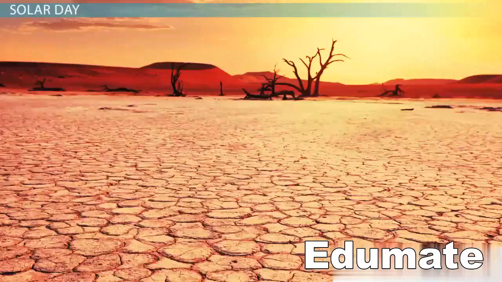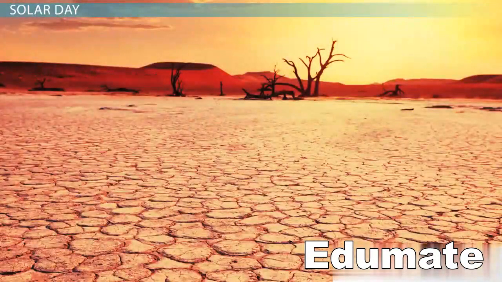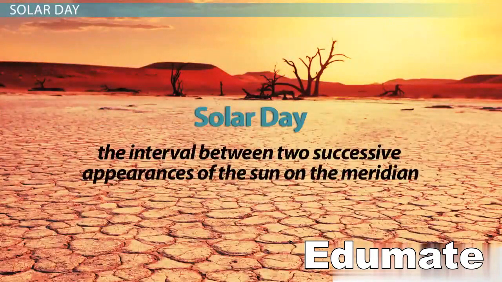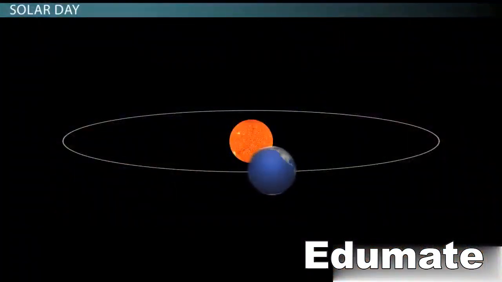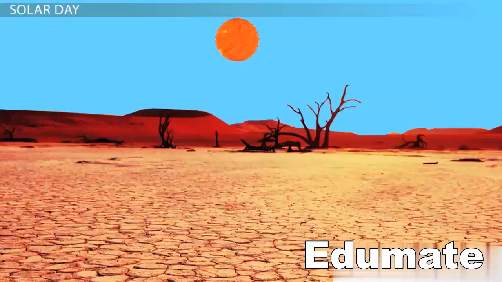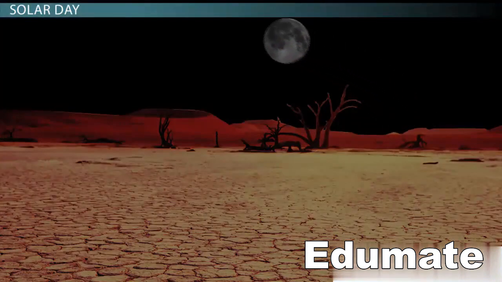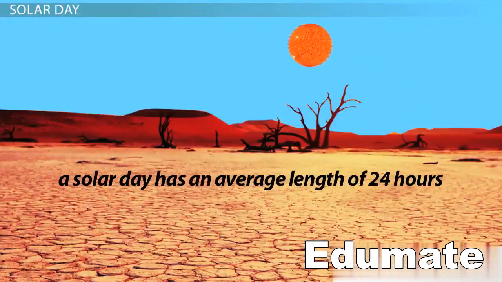One of the fundamental units of time, one day, is related to the motion of the Sun. It's called a solar day, the interval between two successive appearances of the Sun on the meridian. Using the system of latitude and longitude on Earth, the meridian is like a line of longitude. In more simple terms, the solar day is a measure of the period of Earth's rotation relative to the Sun. Consequently, a solar day will be seen by you as the time that passes between high noon today and high noon tomorrow. A solar day has an average length of 24 hours.